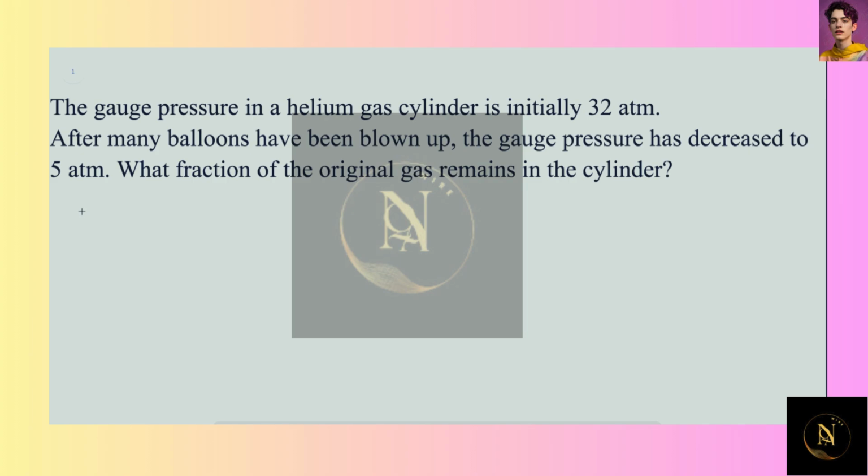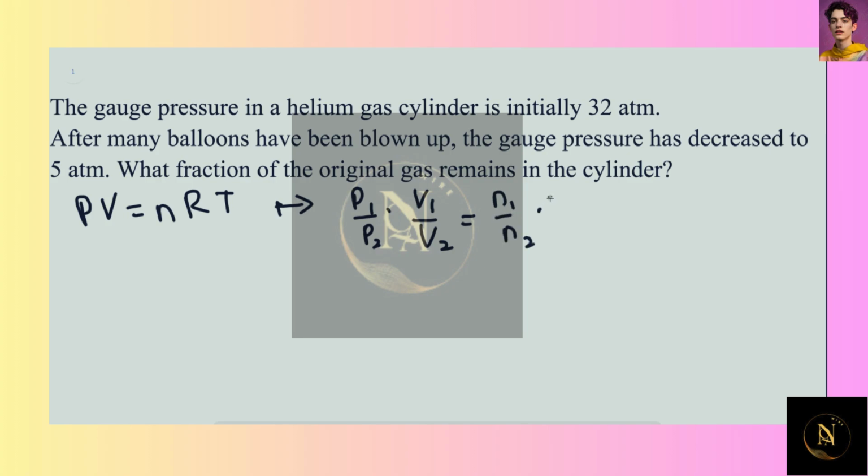So we're going to start from our ideal gas law. Pressure times volume is equal to number of moles times the gas constant times the temperature. By duplicating this and dividing through by the original, we can make the following equation: P1 over P2 times V1 over V2 is equal to N1 over N2 times T1 over T2.